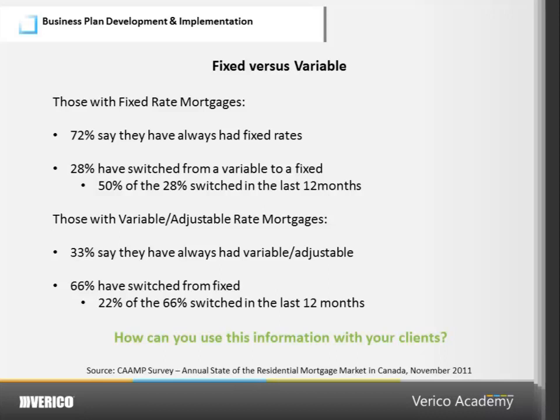50% of that 28% switched in just the last 12 months. Those with variable or adjustable rate mortgages, 33% said they've always had a variable or adjustable mortgage, and 66% have switched from a fixed mortgage. So they've changed their mind and they think that the variable is the way to go, 66% of them. 22% of that 66 switched just in the last 12 months.